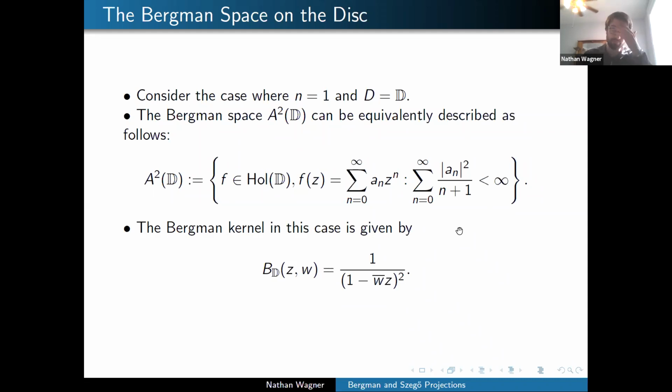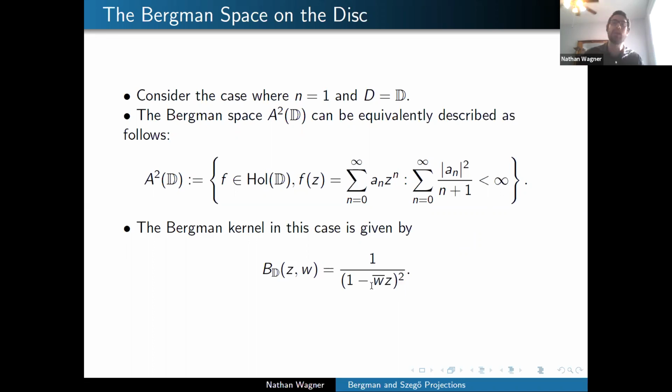So we can explicitly compute the Bergman kernel for the disk, and that's what it is. I'll mention that the Bergman kernel for the unit ball in Cn is basically what you would expect it to be. Instead of a 2 in the denominator for the exponent, I would have an n plus 1, n being the dimension.